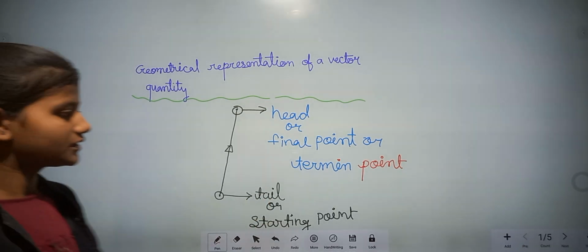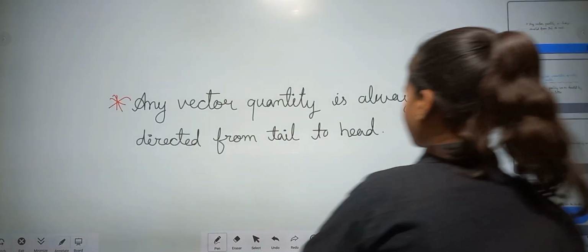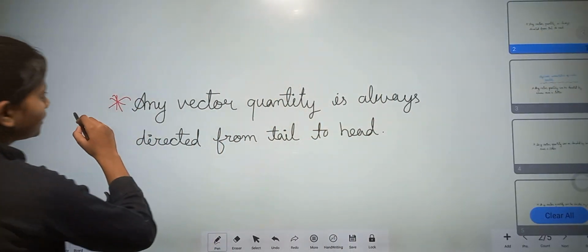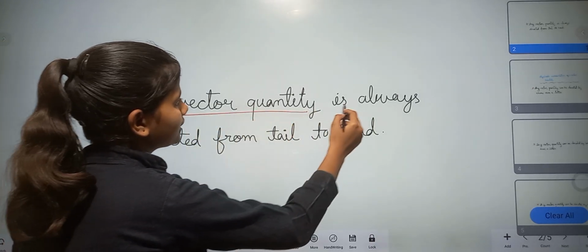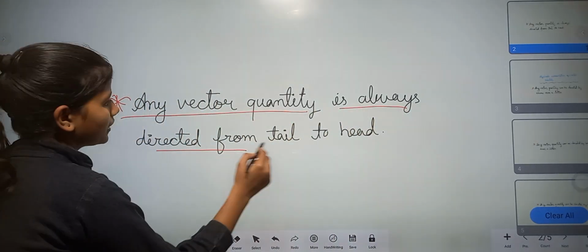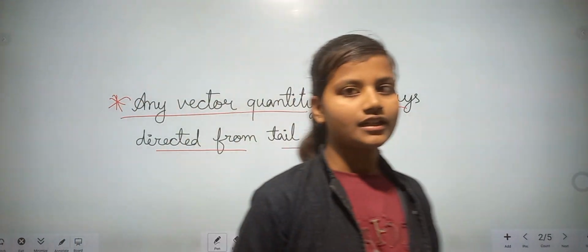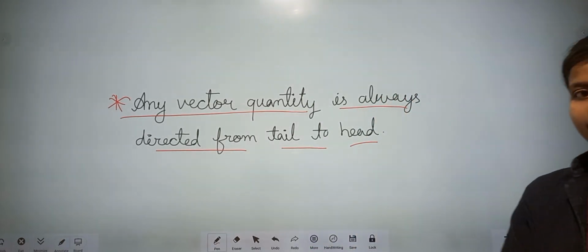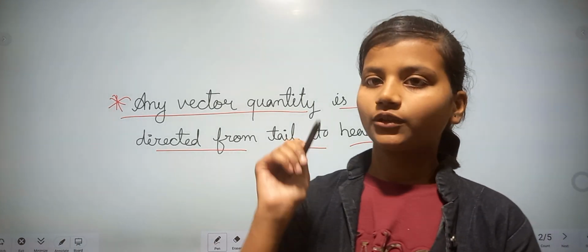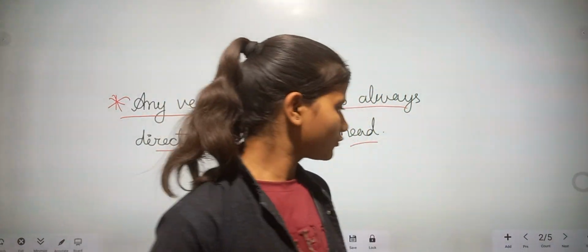Okay, so here is a point: any vector quantity is always directed from tail to head. It means any vector quantity is directed from tail to head. Okay, so now move further.